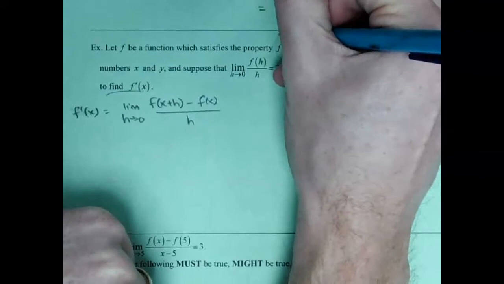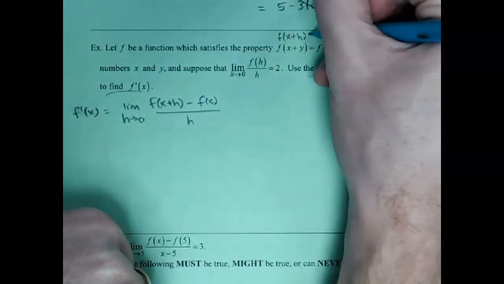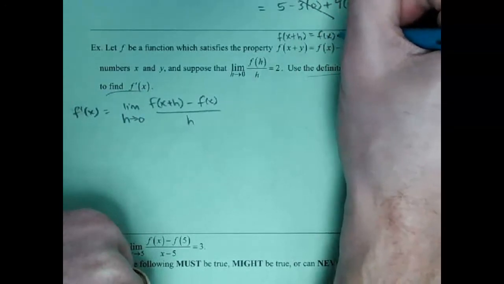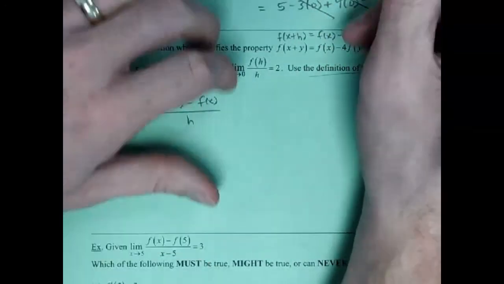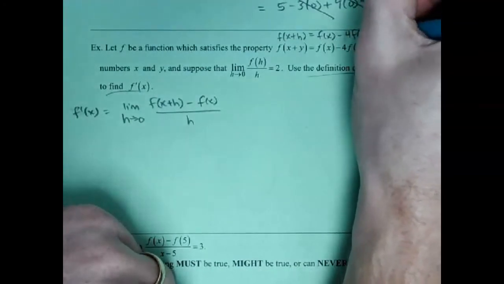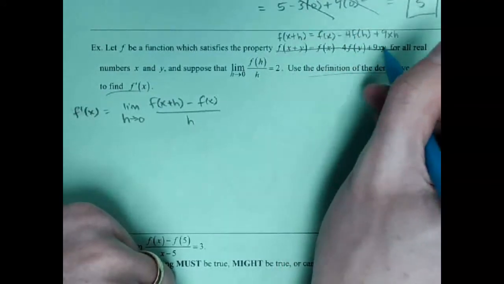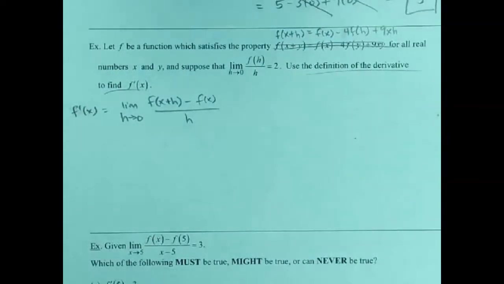So here I have f of x plus h. I'm just changing the y to h. That would equal f of x minus 4, oops, I forgot the 4, equals 4f of h plus 9xh, right? If you don't like it with x's and y's, that's okay. Switch it to x's and h's. It doesn't matter, as long as you switch all the y's into h's.